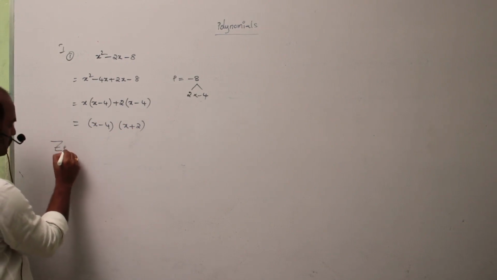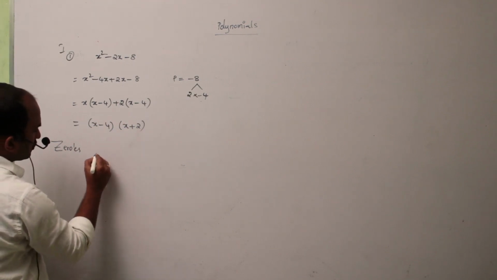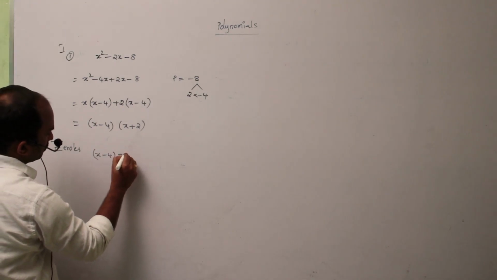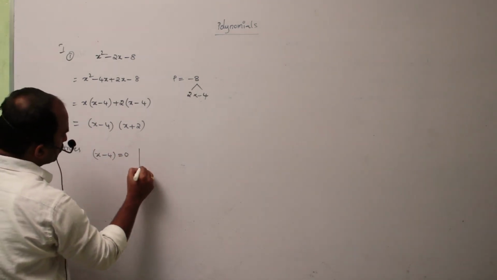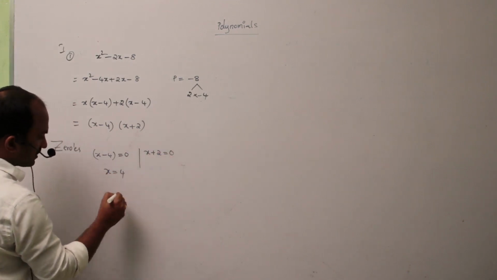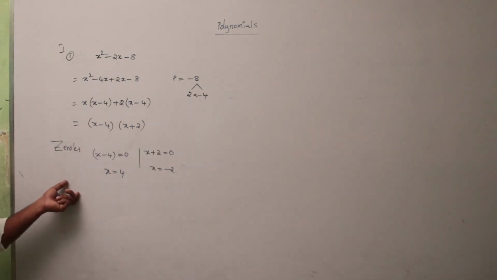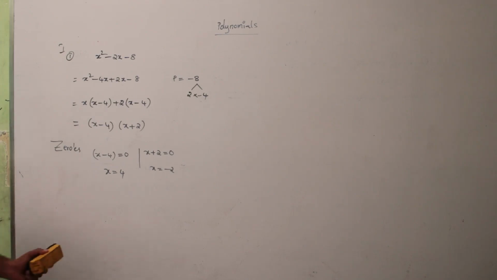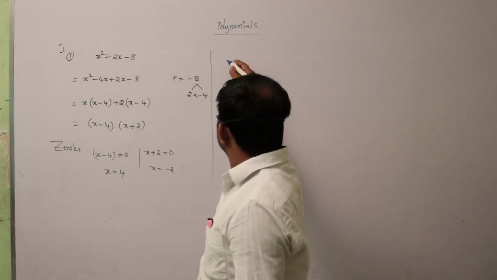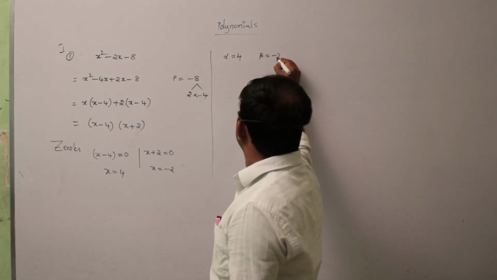Now you want the zeros. Zeros of the polynomial means let them equal to 0. That means x minus 4 into x plus 2 is equal to 0, so x minus 4 is equal to 0 or x plus 2 is equal to 0. We get x is equal to 4 and x is equal to minus 2. This is the first part completed, find the zeros. Now we have to verify the relationship between zeros and coefficients. Assume alpha is equal to 4 and beta is equal to minus 2.